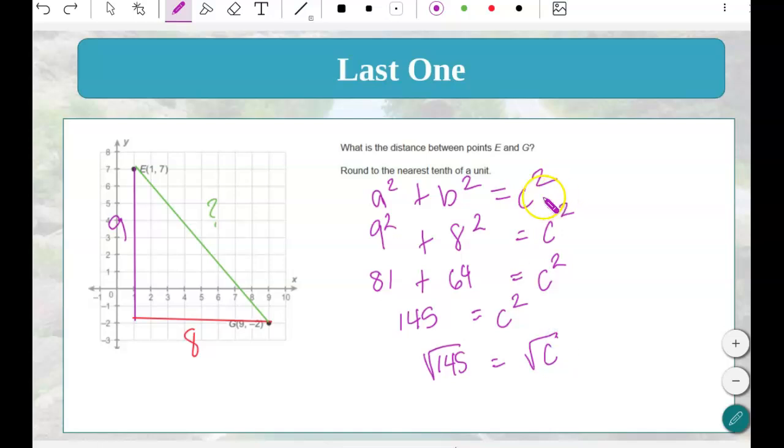I don't know why I did that. I got carried away with my square root signs. All right, so c is the square root of 145.